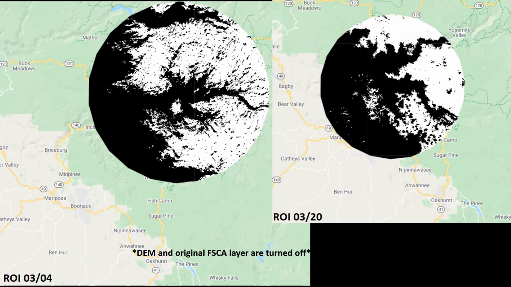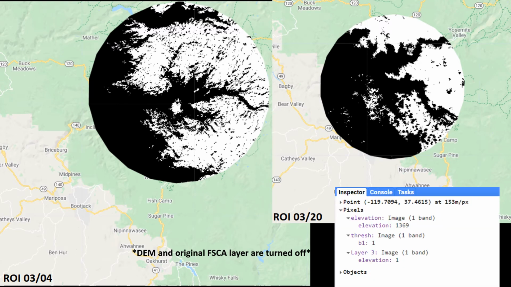These are ROIs clipped from their original FSCAs. As you can see, the snow line has moved down in elevation. On March 4th, it was well above Fish Camp, whereas on March 20th, it was several hundred meters below Fish Camp. One cool thing is that you can click anywhere on the map, and the inspector console will tell you if that pixel has snow and what elevation it is. This point is around here. It has an elevation of 1,369.